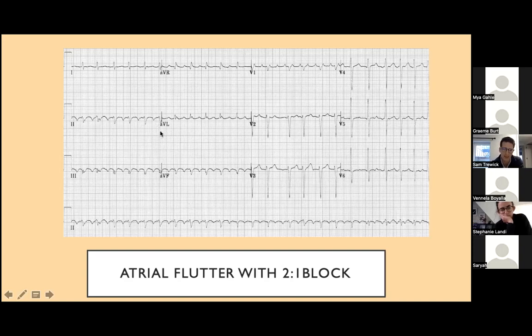A sort of lazy general thing you can look at as well is if AVR is positive. It should never be positive. That's an extreme axis. And also, if AVL is quite positive, you can think, well, maybe that is going towards the left axis. And if AVF is positive, you can think, well, maybe that's going towards the right axis.